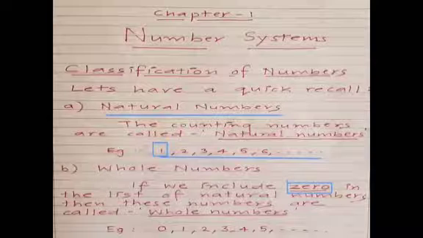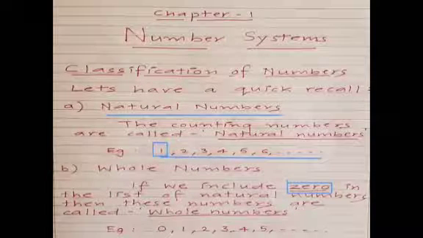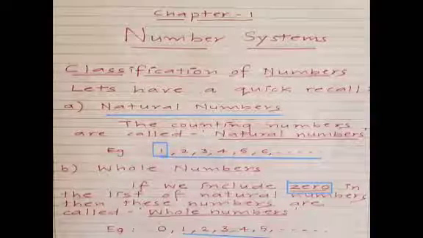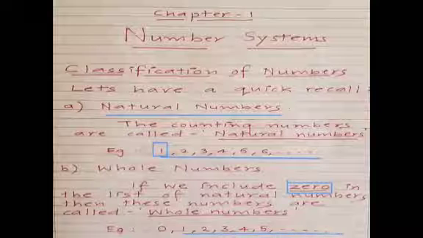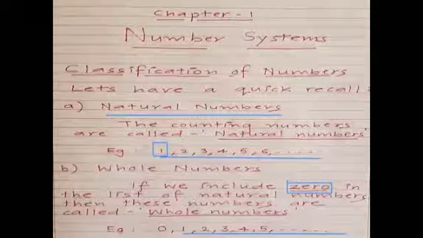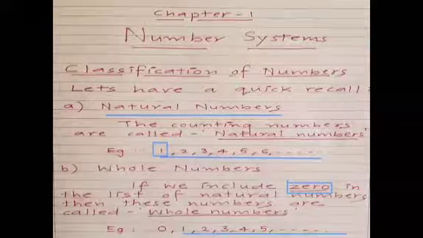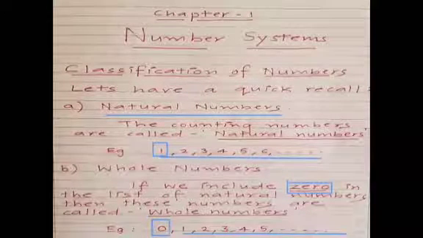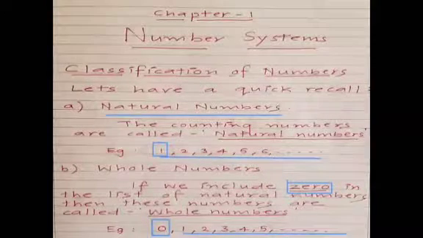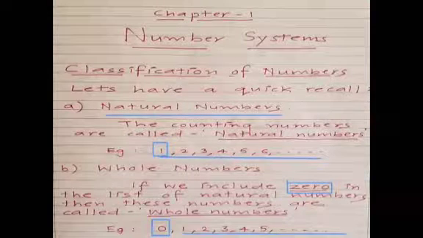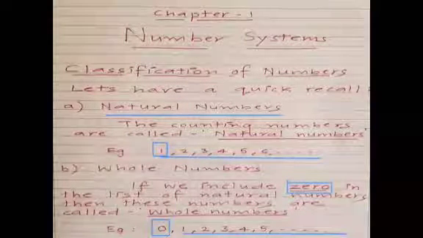Let us go to the example. If you could see over here, 1, 2, 3, 4, 5 and to infinity are basically my natural numbers. And to that set of natural numbers, if I include the number 0, the newly formed collection of numbers will be known as whole numbers.